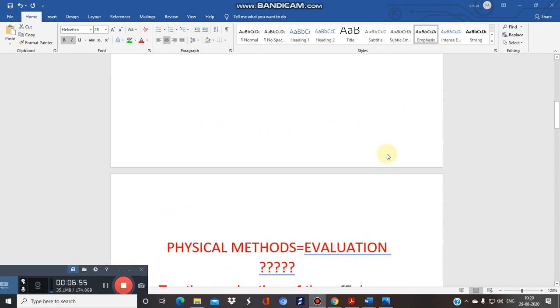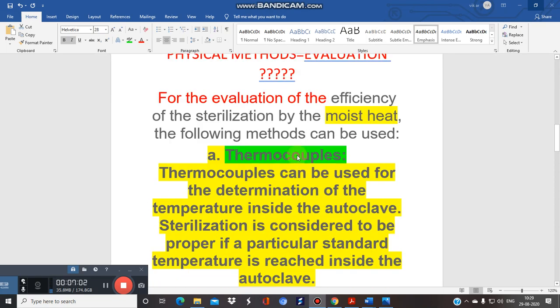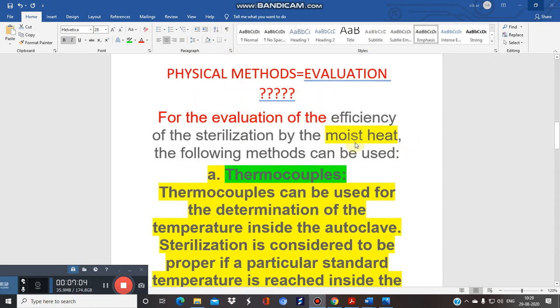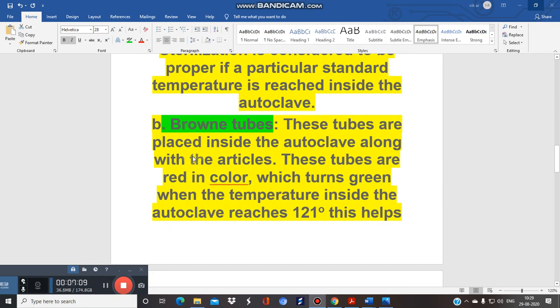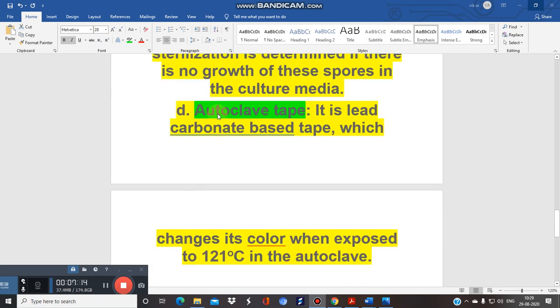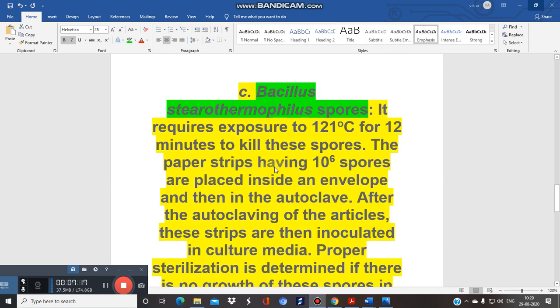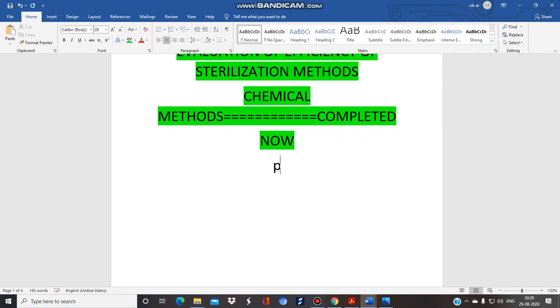So we have completed the evaluation of the efficiency of the sterilization methods, chemical as well as physical methods, and in physical methods we have completed the moist heat, that is using the thermocouples, Browne tubes, Bacillus stearothermophilus spores, and of course autoclave tapes. So this is all about this unit, this topic, the evaluation of the efficiency of the sterilization method. Remember, this is the part 10 video, I think. So do watch all the videos.